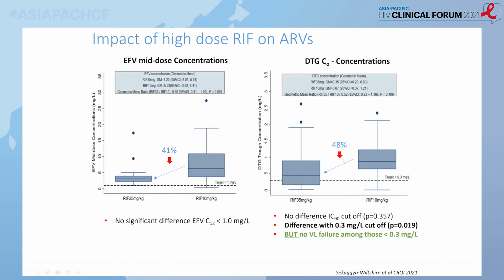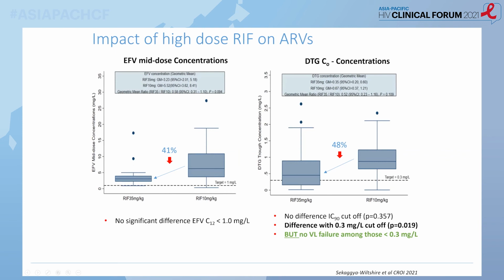Similarly, for dolutegravir, there's a similar trend. At the higher rifampicin dose, there are lower concentrations of dolutegravir, and some dropping below what they would call the defined target. The impact of this was unclear clinically because none of the subjects who had DTG concentrations below this target had any issues with virological failure.